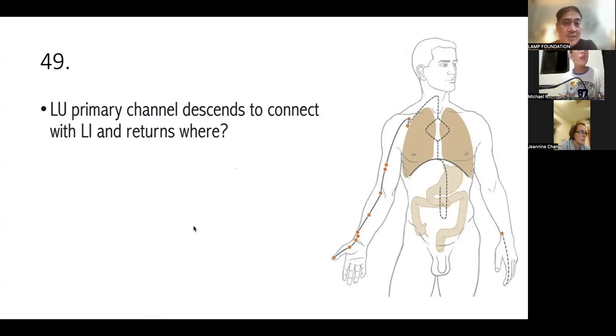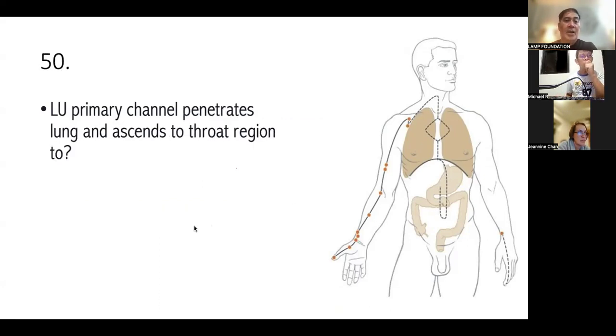Lung primary channel descends to connect with LI and returns where? Upwards. Return upwards to pass the cardiac orifice of the stomach, transverse the diaphragm. The lung primary channel penetrates the lung, then it ascends to the throat. Then what happens next? Pass obliquely downwards toward the tongue. Okay, very good.